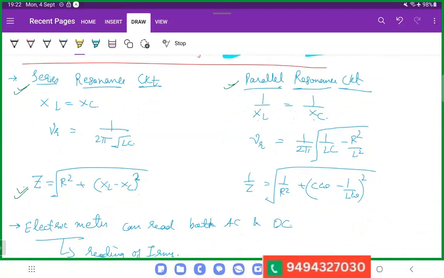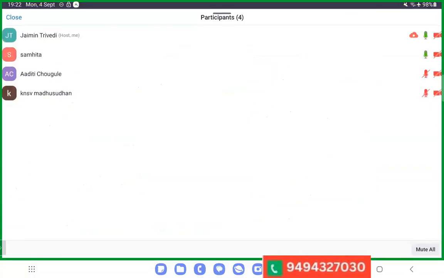Now, next comes resonance. Resonance means, first let me ask you, then I'll give you the answer. Can you tell me what resonance is? Have you heard of resonance anywhere? Yes, in chemistry. So what does it mean in chemistry? The transfer of an electron charge. Okay.